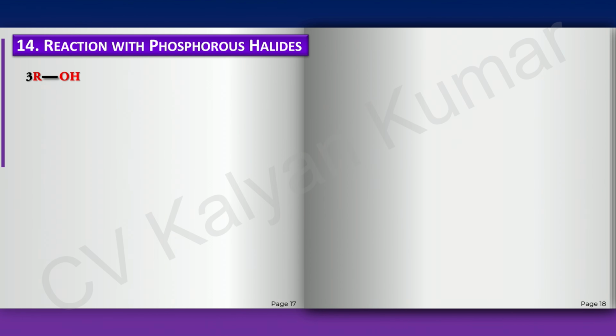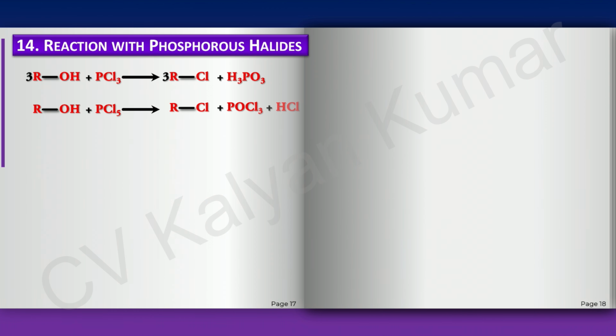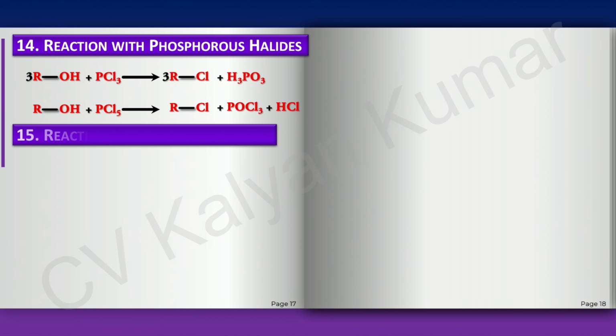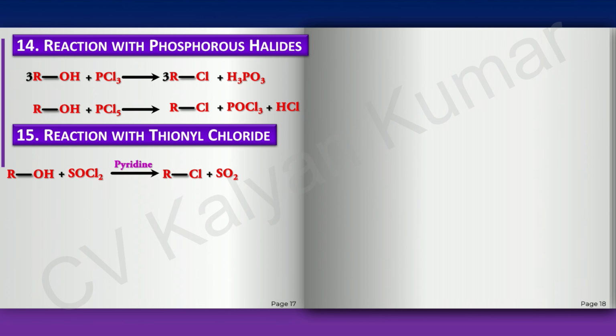We had also done this one. Reaction of phosphorus halides. Remember, alcohols were used to form alkyl halides using PCl3? This is the same reaction. And we could even do PCl5. And we got POCl3. We also did with this one. Remember, reaction with thionyl chloride, SOCl2. With pyridine and without pyridine. With pyridine, it was SN2. And without pyridine, it was SNi.